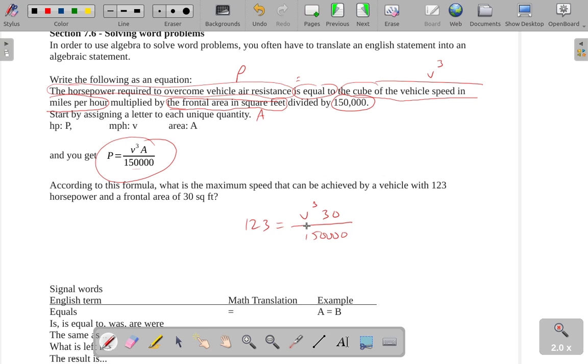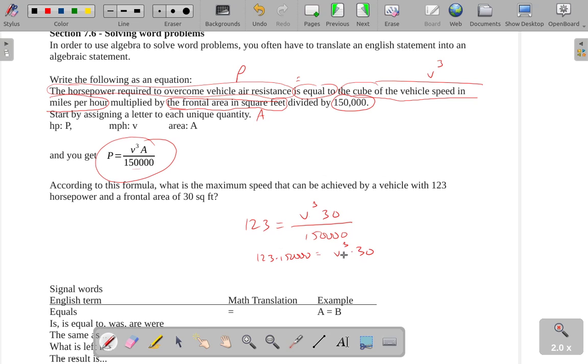this is probably a little bit beyond what your skill should be at this point, but I'm going to do it anyway. This number, v, is first cubed, then it's multiplied by 30, then it's divided by 150,000. And after you do all that, you get 123. So if you're trying to undo this in reverse order, I would first multiply both sides by 150,000. So I take 123 times 150,000 equals v cubed times 30.